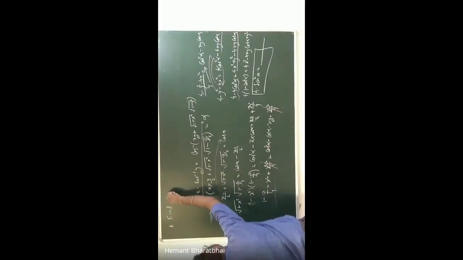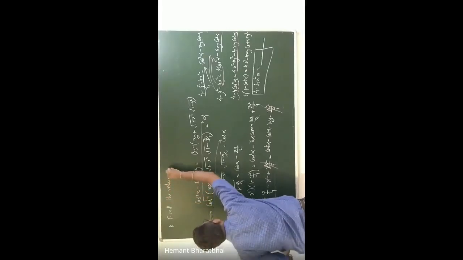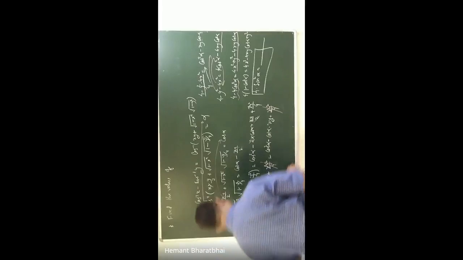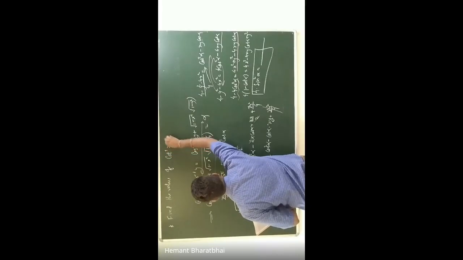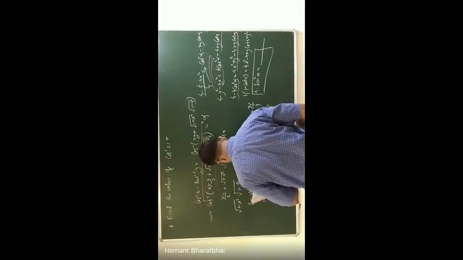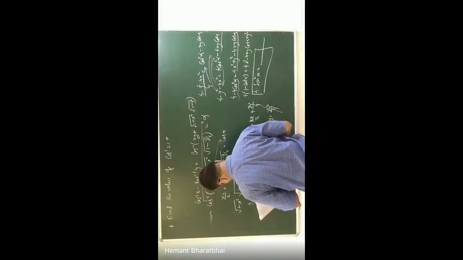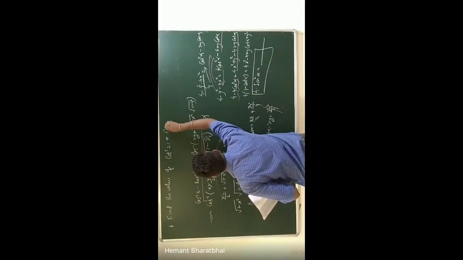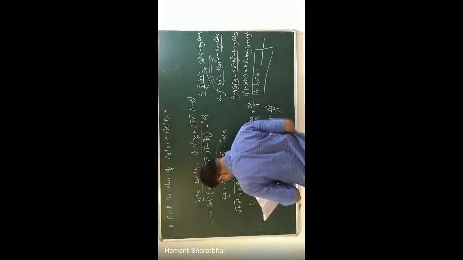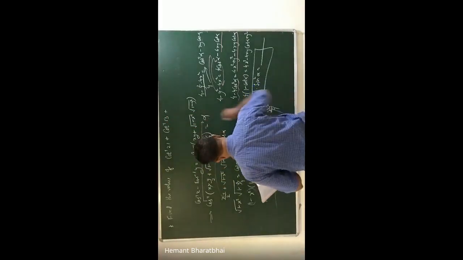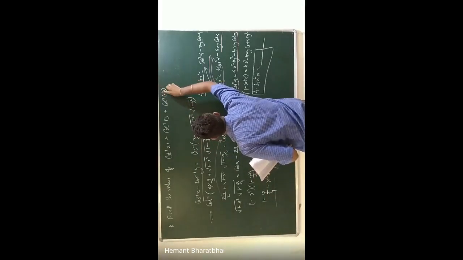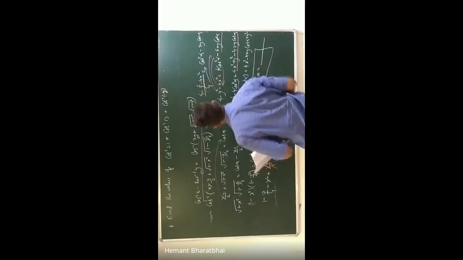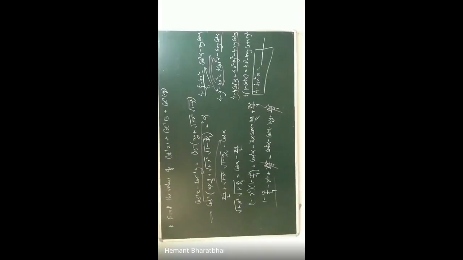Find the value of cot inverse of 21 plus cot inverse of 13 plus cot inverse of minus 8. So I have to find out the value of this. What will be the value of this given question?